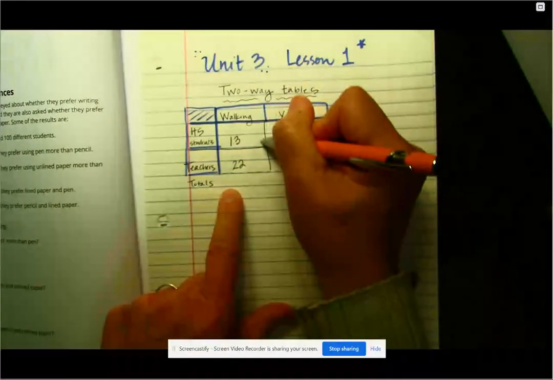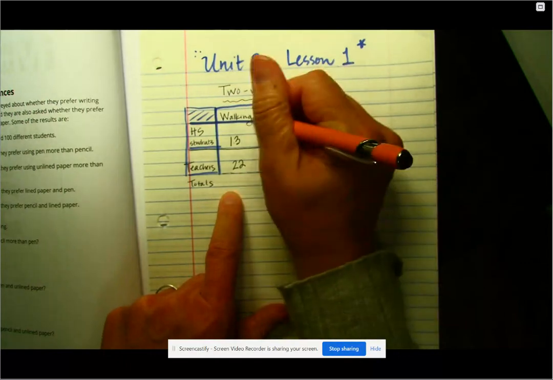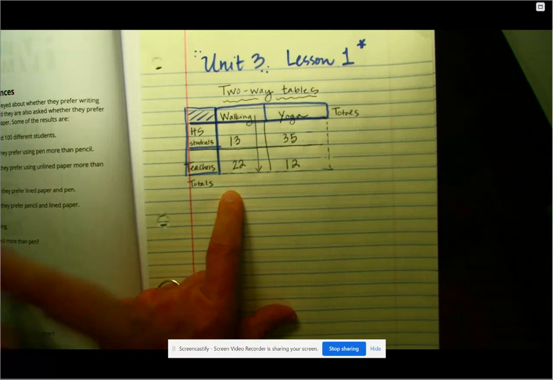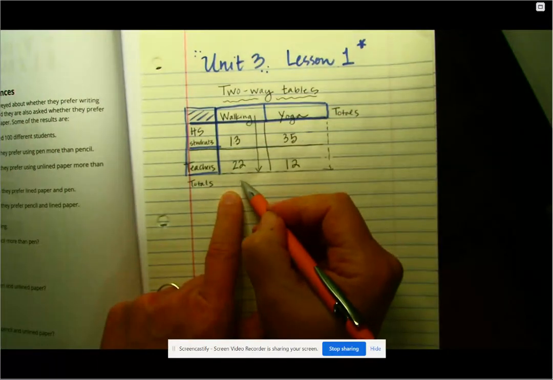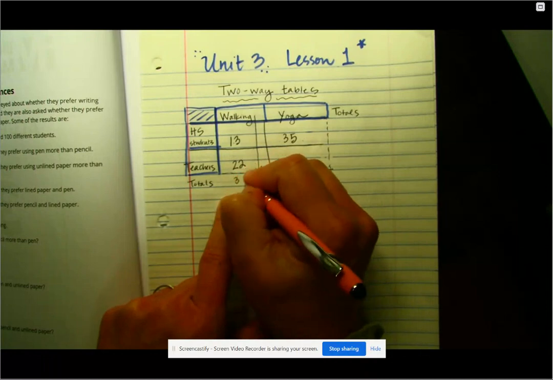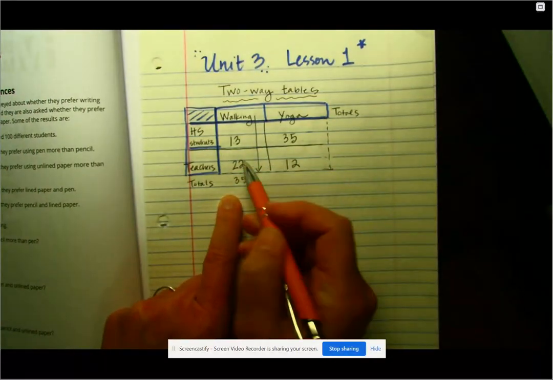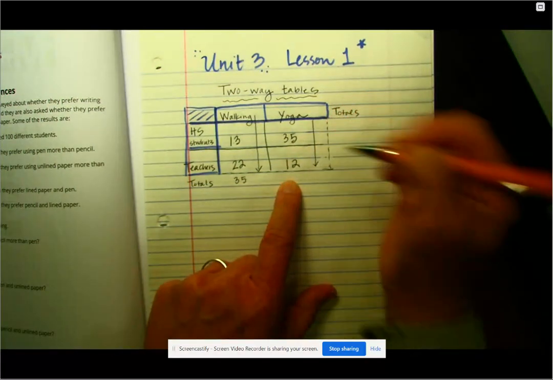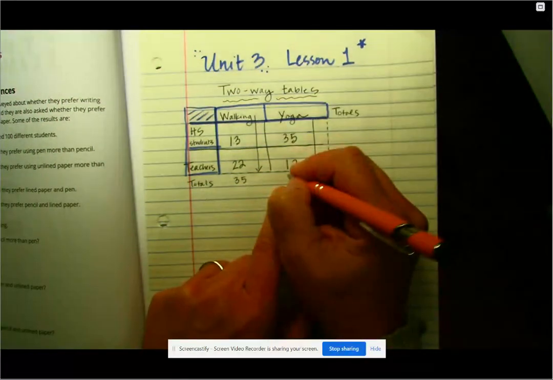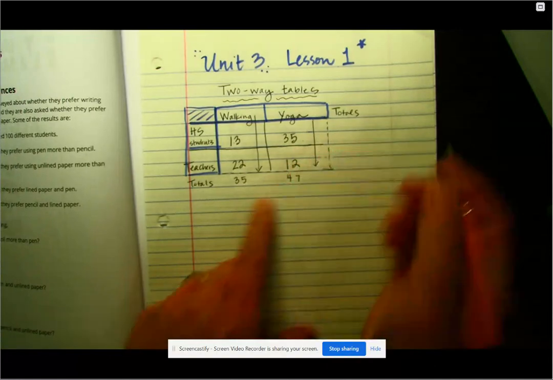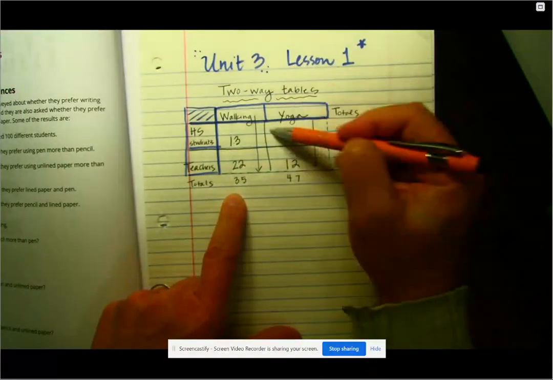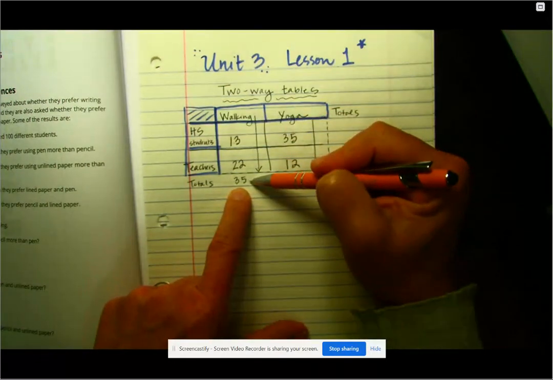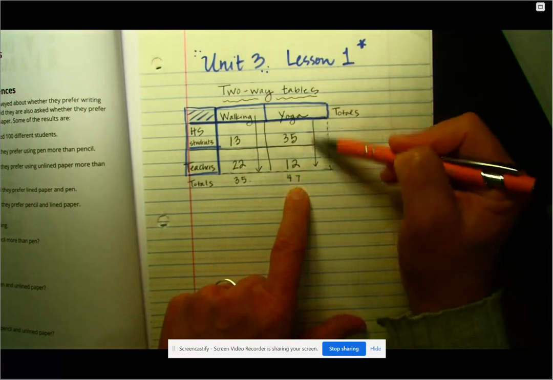So when you're looking down this way, this total down here will be all the people surveyed, high school and teachers. How many people prefer walking? 35. Okay. If you look down here, how many people prefer yoga? The rest of them, right? 47. So the total number of people surveyed that prefer walking is 35. The total number of people surveyed that prefer yoga, 47.